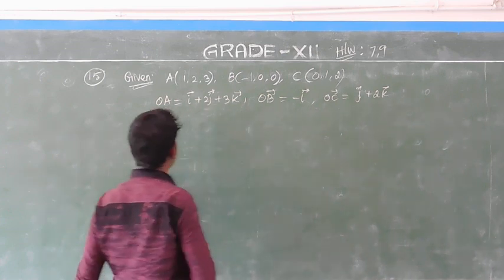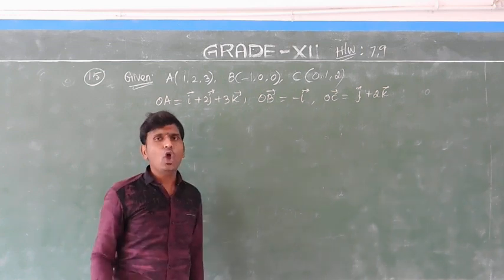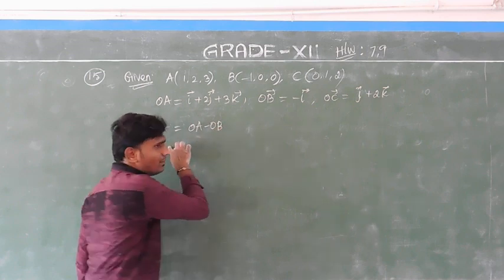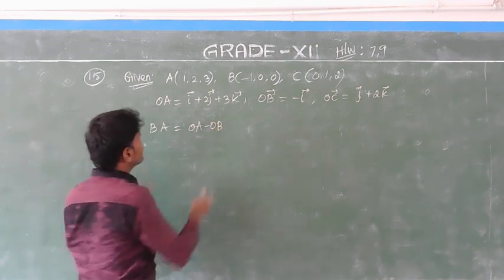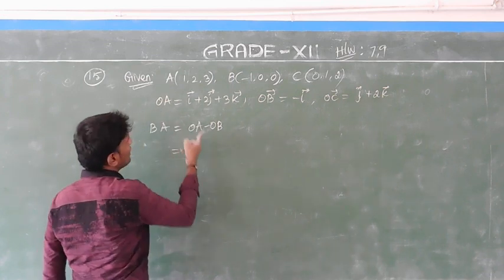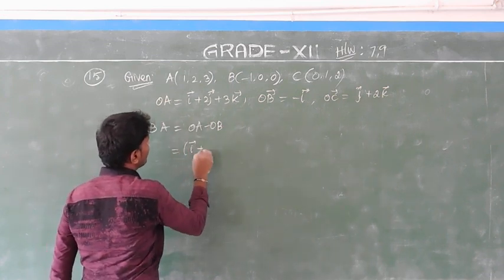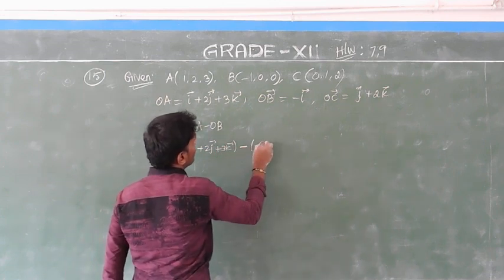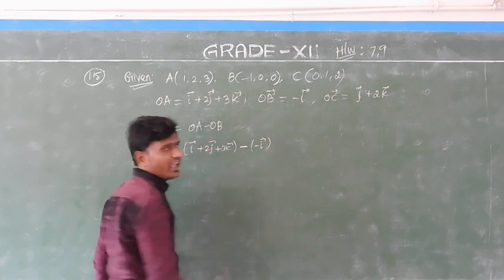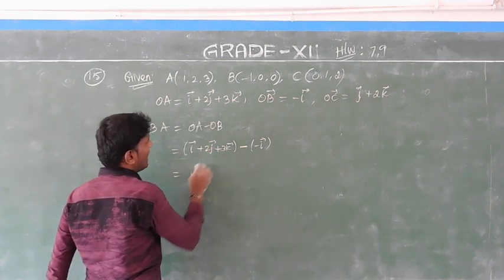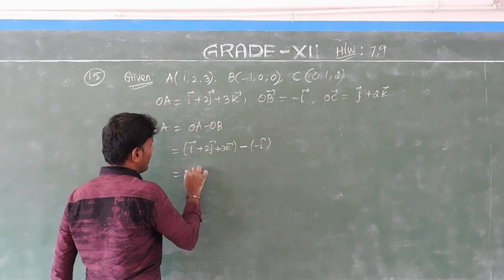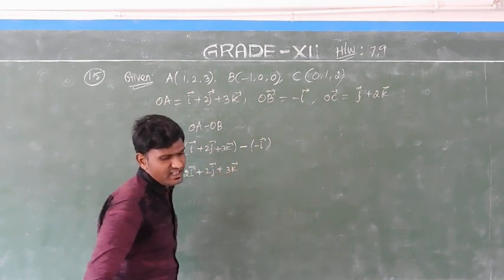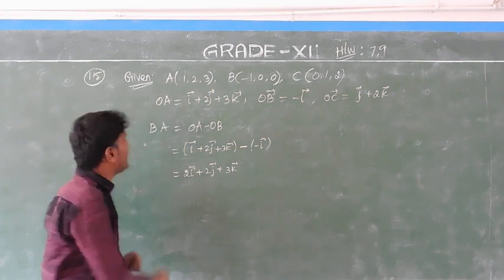Fine. Now BA. How to find BA? Tell me. OA minus OB. Terminal point minus initial point. OA minus OB means what will come? OA is i vector plus 2j vector plus 3k vector, minus OB, which is minus i vector only. So simplify this: minus into minus is plus, so 2i vector plus 2j vector plus 3k vector. So this is your BA vector.